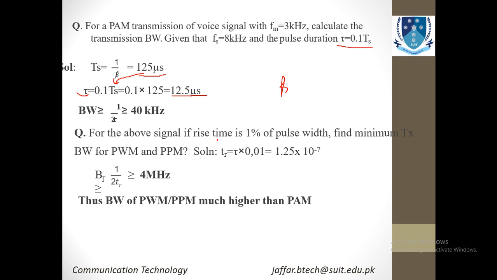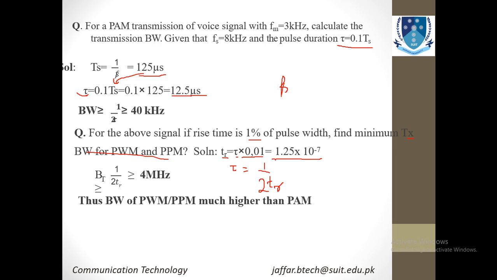For the above signal, if the rise time is 1% of the pulse width, find the maximum transmitted bandwidth for PWM and PPM. Similarly, you know that tau is equal to 1 divided by 2 tr, that is, twice the rise time. If you want to find the value of the rise time, you can easily use this equation. The value is 40 kilohertz, and if you multiply it with the 1%, that is 0.01, you will get this equation. This is the rise time.